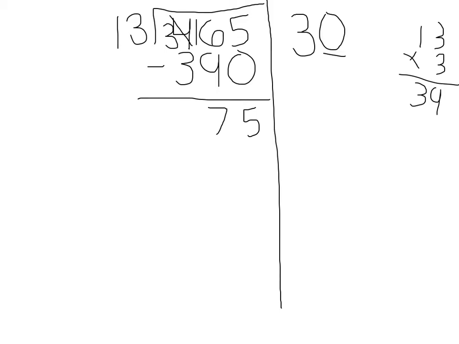Well, I know that I can multiply by 3, so why don't I start there? So I'm going to put a 3 here. Okay, and then I'm going to do 13 times 3 to get 39. I'm going to subtract that. And then I can do 75 minus 39. So I'm going to need to borrow.